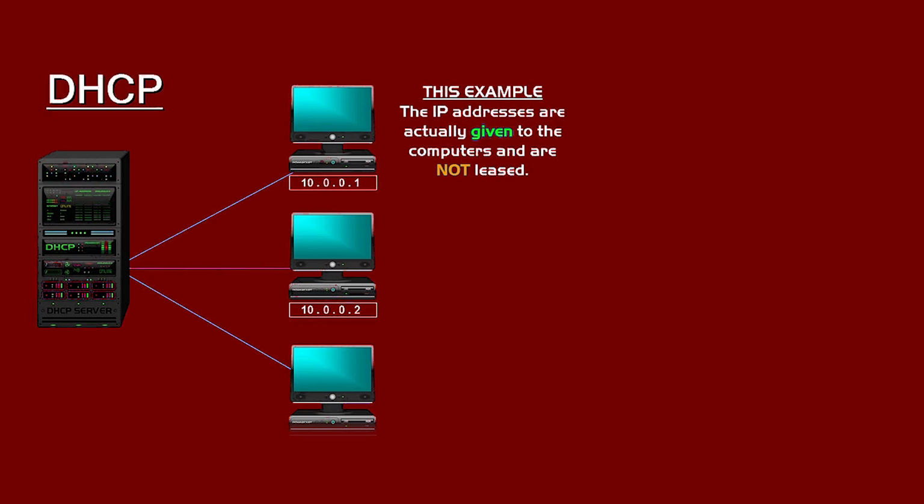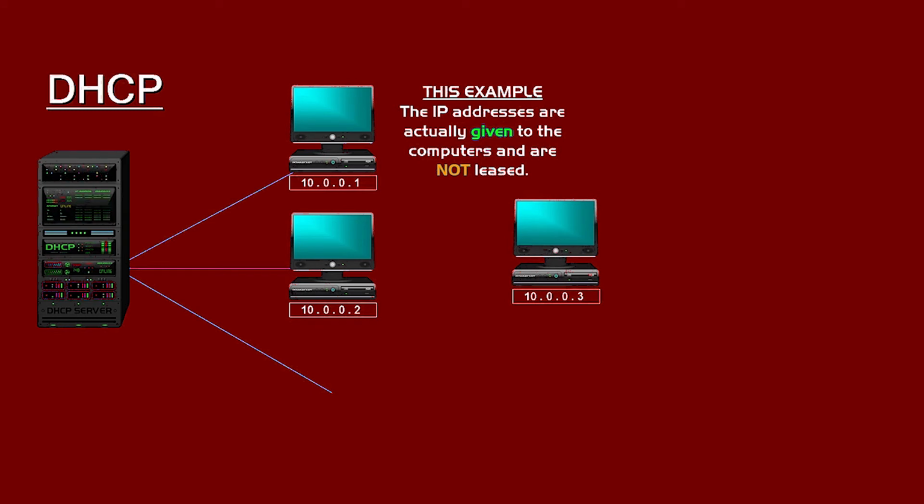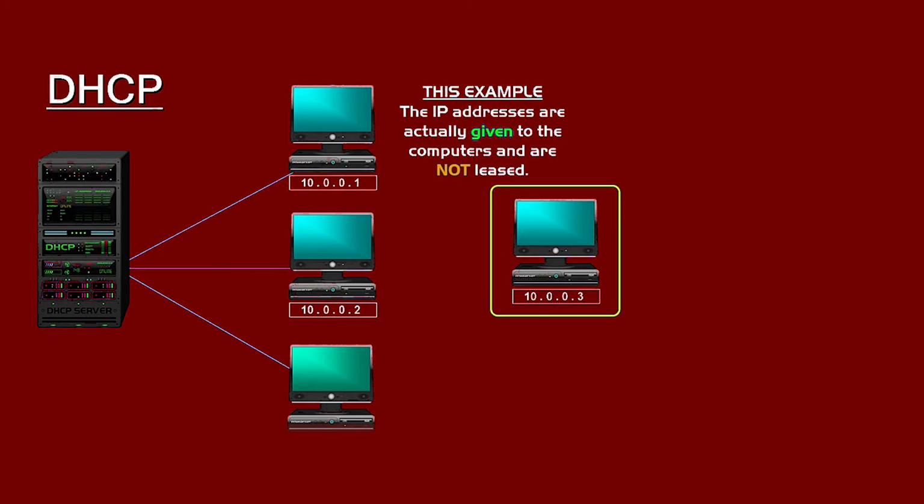But what happens if one of these computers is removed from the network? So if a computer is removed, it takes the IP address that it has been given with it. So let's say another computer gets added to the network, but the problem is the computer won't be able to access the network because the DHCP server has run out of IP addresses. So even though this computer here has been removed, it's still occupying an IP address that could be used for another computer. So this is why IP addresses are leased and are not given.